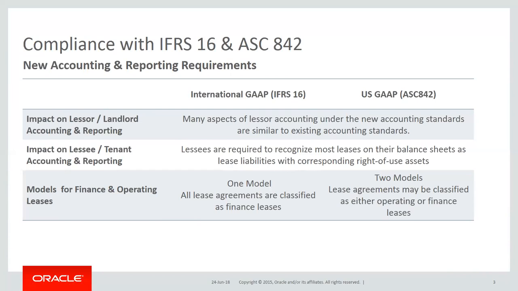And as far as the difference goes between these two standards, while IFRS follows a single approach, a single model for all operating as well as finance leases, as far as the tenant accounting is concerned, for US GAAP the distinction still lies to some extent between operating leases and finance leases. While operating leases are going to be accounted slightly differently in US GAAP from IFRS, the finance leases are going to be accounted almost similarly between US GAAP and IFRS.